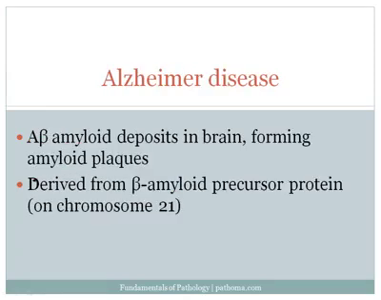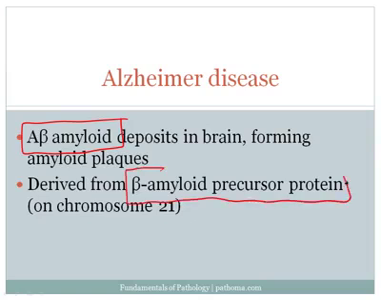Another example, Alzheimer's disease. In Alzheimer's disease, there is deposition of amyloid in the brain as plaques. Those plaques are made up of an amyloid called A-beta amyloid. It's important to know A-beta amyloid. A-beta amyloid is derived from a protein called the beta amyloid precursor protein. So, in Alzheimer's disease, we see amyloid plaques. The amyloid plaques contain A-beta amyloid, and the A-beta amyloid is derived from beta amyloid precursor protein.